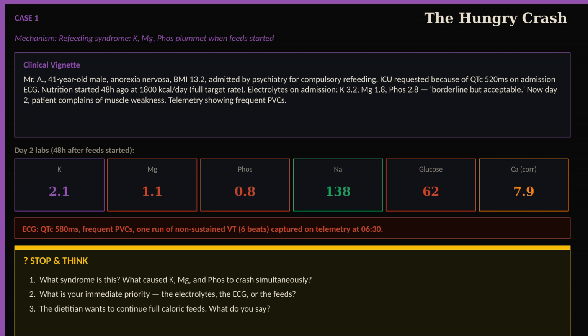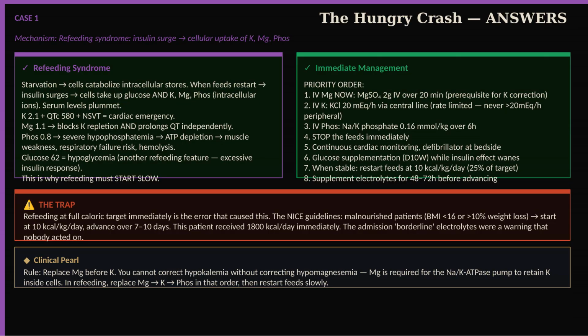Stop and think. What syndrome is this, and what made potassium, magnesium, and phosphate all crash at the same moment? What's your immediate priority? The electrolytes, the ECG, or the feeds? And the dietitian wants to push on with full calories. What do you say? This is refeeding syndrome, and the simultaneous crash is the signature.